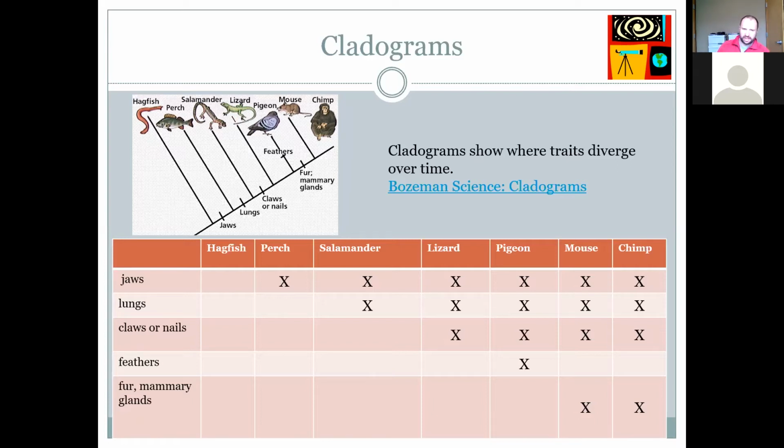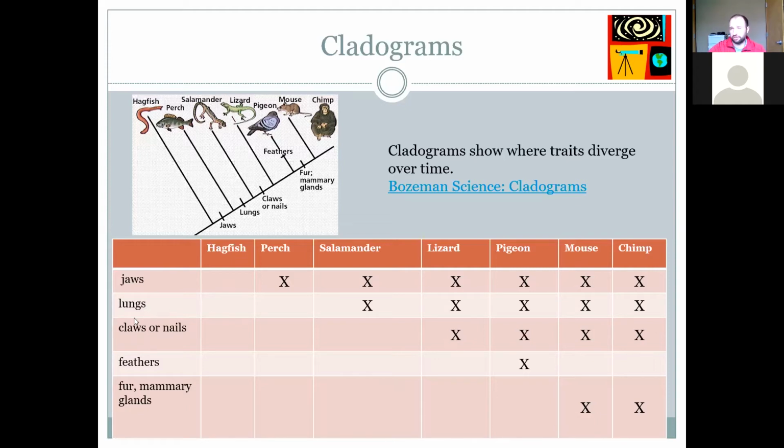So we've just got this random assortment of animals, and from left to right, so from hagfish on down the line to chimpanzee, we have more evolved animals or more complex, right? And so I'll just work us through this, and you can follow along. So here we have a set of different traits.